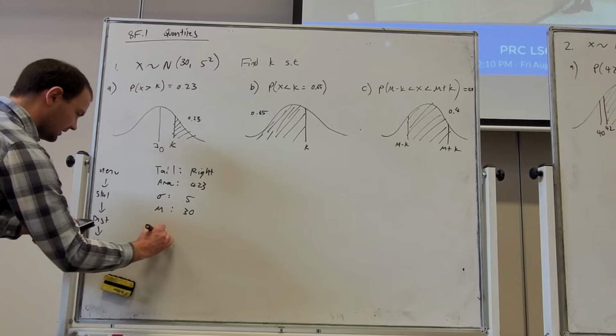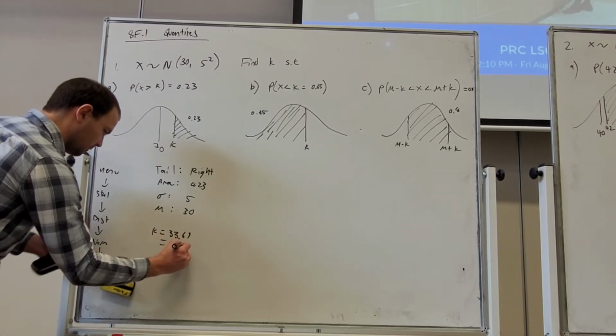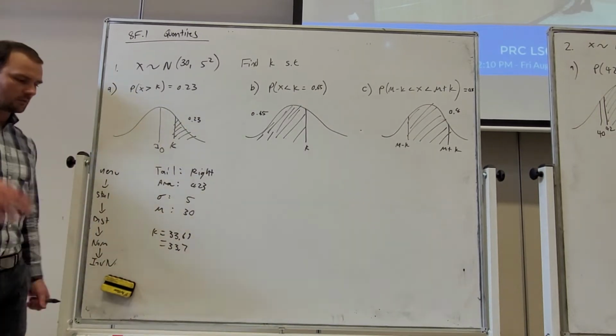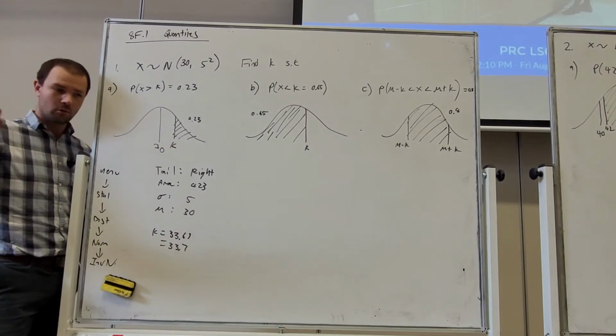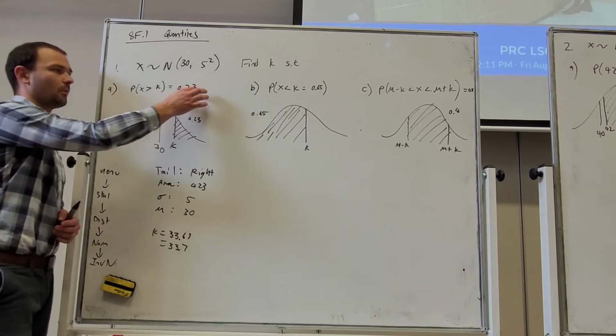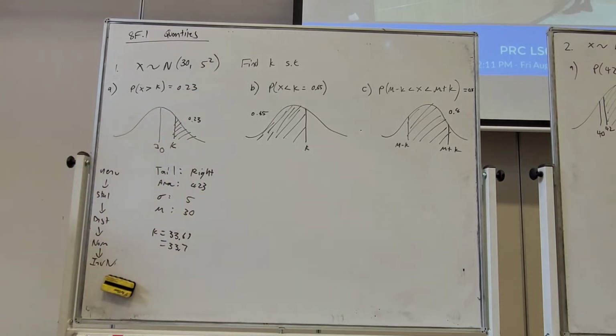And I've got k is 33.69. It'll be 33.7. And so then if I do a normal distribution calculation and I say, what's the probability of the random variable being more than 33.7? What's it going to be? 0.23. So it's the inverse calculation. That's why it's an inverse.